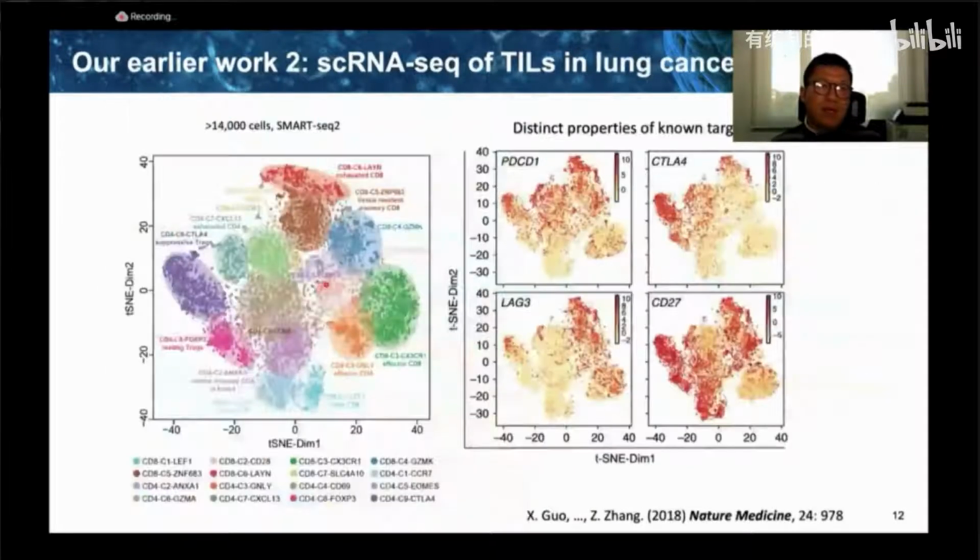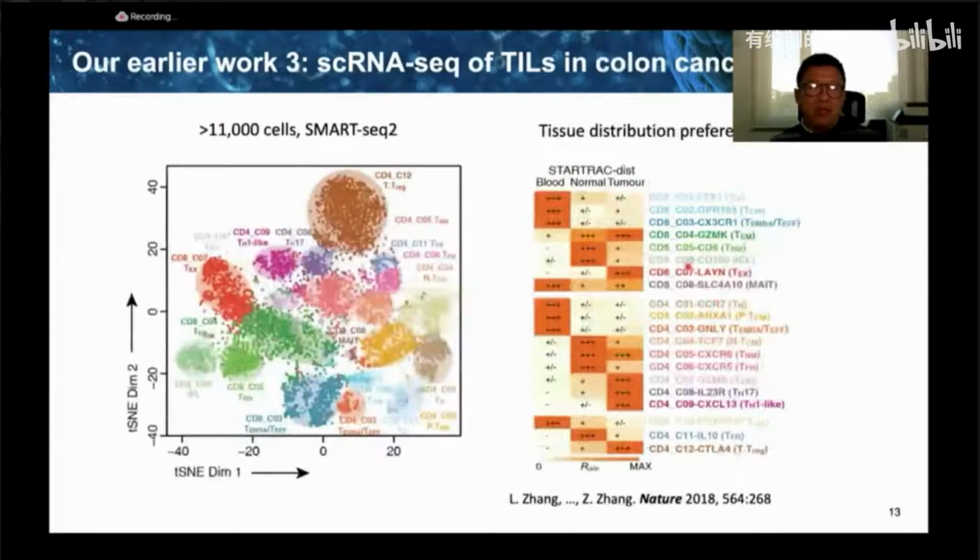Then we quickly did a similar analysis for lung cancer. Again, we identified more cell types. We also found that some of the therapeutic targets, including CTLA-4, PD-1, LAG-3, CD27, even though on the surface they are all labeled the same, at the single cell level have very different properties. So this actually gives us a clue that single cell data can be very useful in prioritizing drug targets. And we also did analysis of colon cancer. In this case, we identified additional cell types, and many of those have very distinct distributions in different locations.